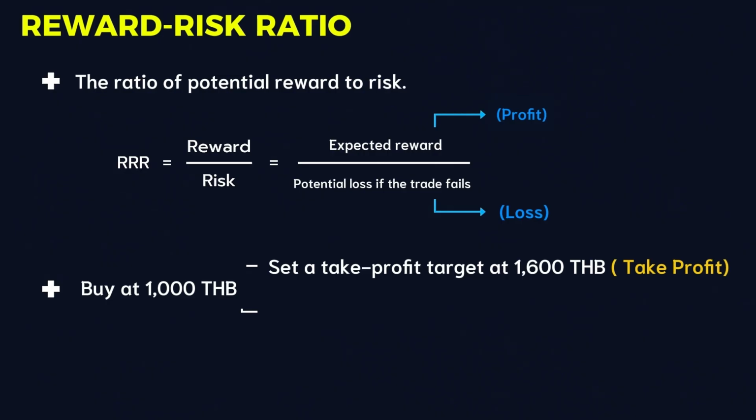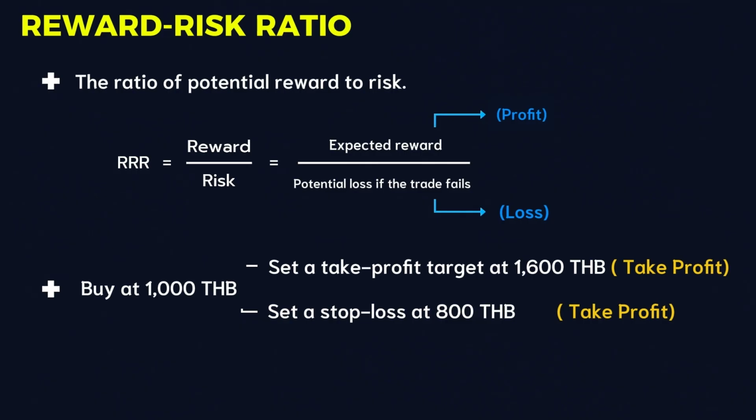Let me give you an example. Suppose we buy a stock at 1,000. We plan to sell it when the price reaches 1,600. This is our take profit. On the other hand, we also need to set a stop loss. Our stop loss is at 800. In other words, we buy at 1,000, take profit at 1,600, and cut the loss if the price falls to 800. Now let's calculate the reward risk ratio.